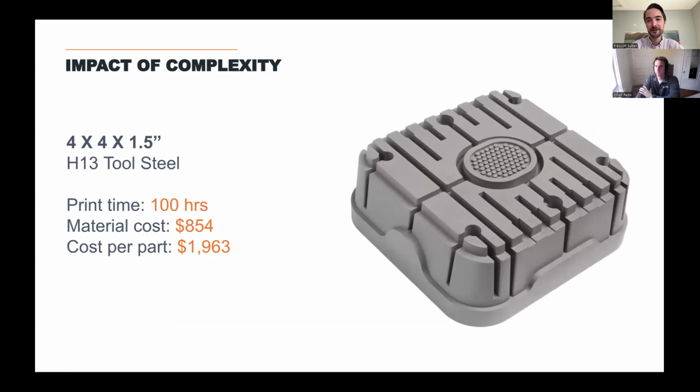Here's another good example. This part's an amazing part. Great candidate for 3D printing, great candidate for leveraging Mantle to produce this insert. There's a lot of detail on here, which would otherwise need some sync EDM operations to manifest. The part's 4 inches by 4 inches by 1.5 inches thick. Print time takes 100 hours, and all-in cost is just under $2,000.